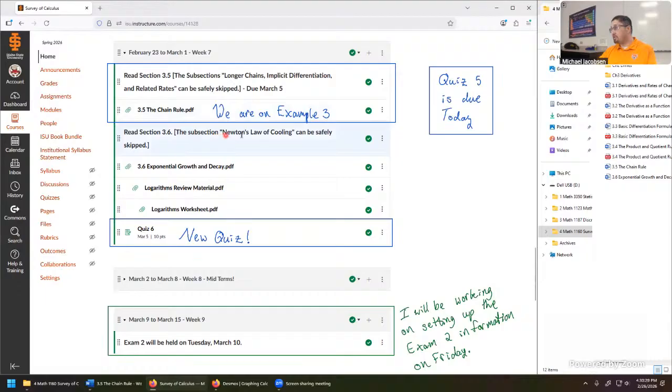The subsection, Newton's law of cooling, it's very interesting content, but that one can be safely skipped. I'd say give it a look, but we're not going to cover those exact problems. They won't be part of the homework or the exams. After we cover this section, we'll probably finish it off when we come back on Tuesday. We'll move into 3.7, derivatives of logarithmic functions, and then finally move into chapter 4, applications of the derivative.